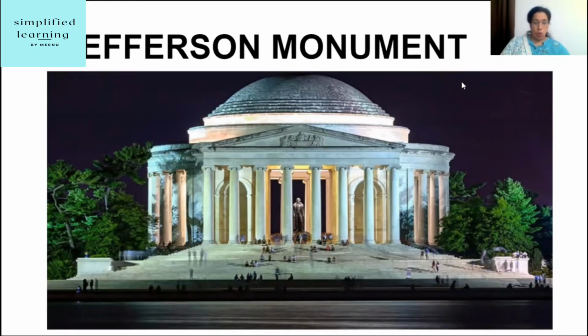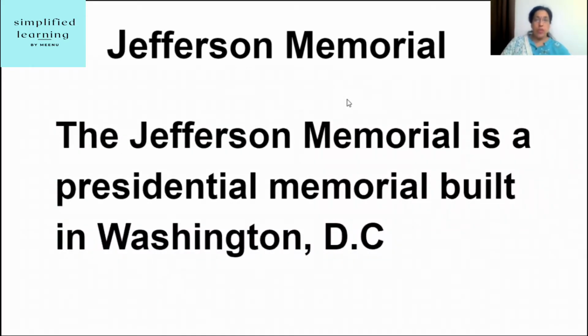Thomas Jefferson was one of America's most notable founding fathers. He was the third president of the United States, the author of the Declaration of Independence, governor of Virginia, and he held numerous other positions and is credited with numerous other achievements. So, the Jefferson Memorial is a presidential memorial built in Washington, D.C.